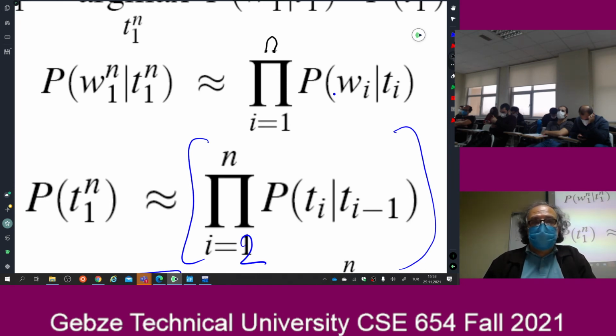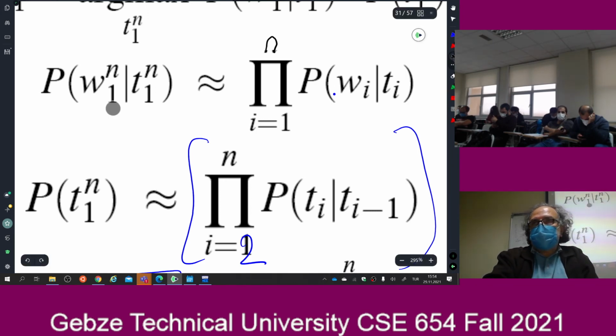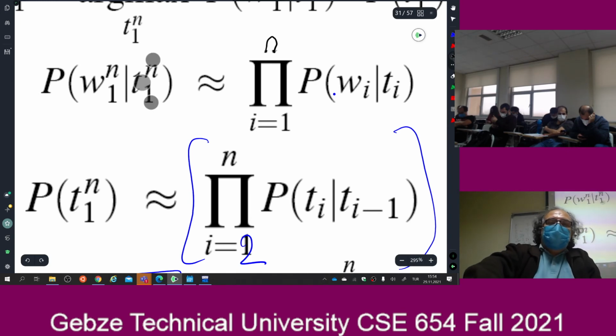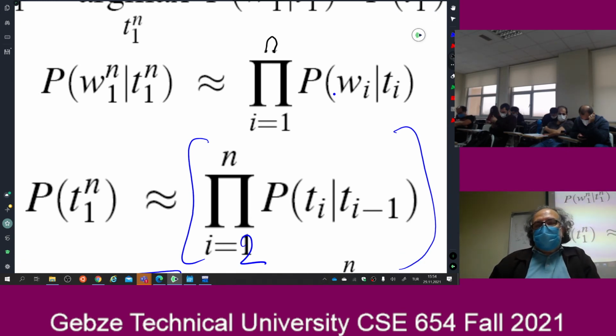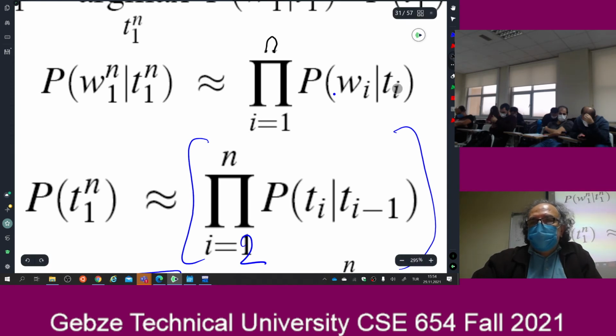So, what does it say? It says that a multiplication of every word with every tag is supposed to be equal to this one. This one says that given this tag sequence, what is the probability of observing these words, all of them at the same time? This one says that it is the same as, given verb, the probability of read, given noun, the probability of book, given something, probability.